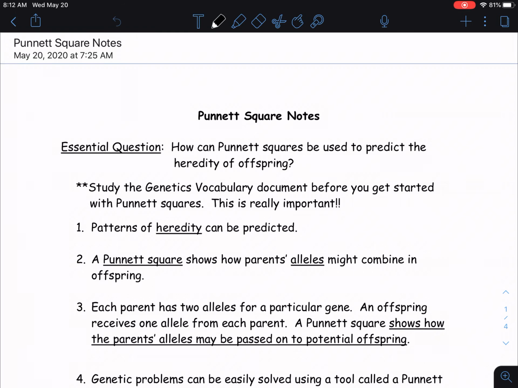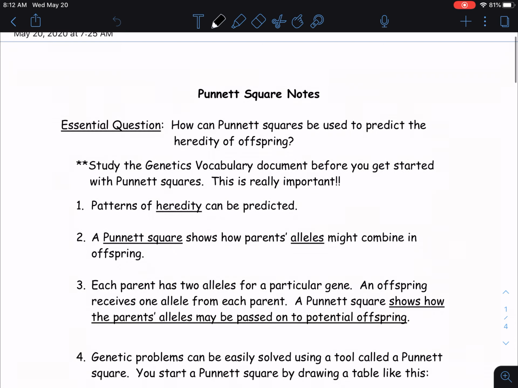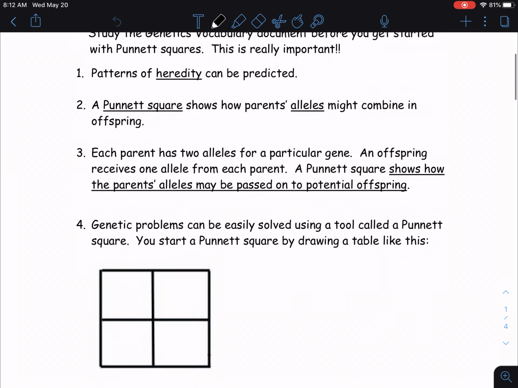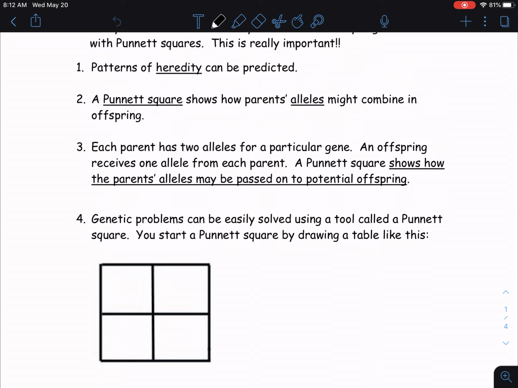Okay, so these are Punnett square notes for biology. Punnett squares, right here, it says, how can a Punnett square be used to predict the heredity of offspring? So it's about genetics and heredity. That's really what Punnett squares are about. So it says, number one, patterns of heredity can be predicted. And number two, a Punnett square shows how parents' alleles might combine.